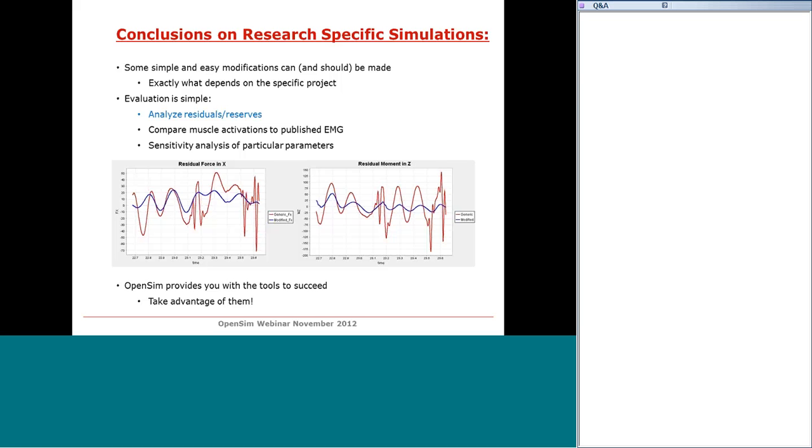On the left graphic of this slide, the residual forces in the x direction are plotted for the generic model in red and the modified model in blue. On the right are the residual moments about the z-axis. These plots are both after one iteration of RRA. And based on these results, I would say that the research-specific model was more dynamically consistent because it required lower non-physical forces to run. OpenSim gives you all the tools that you may need to customize the simulation, so I would recommend taking advantage of them.